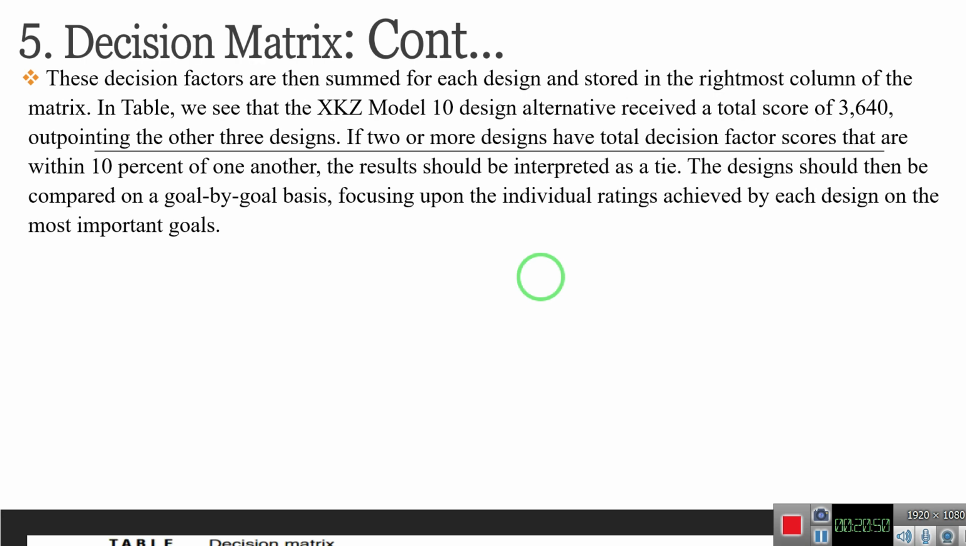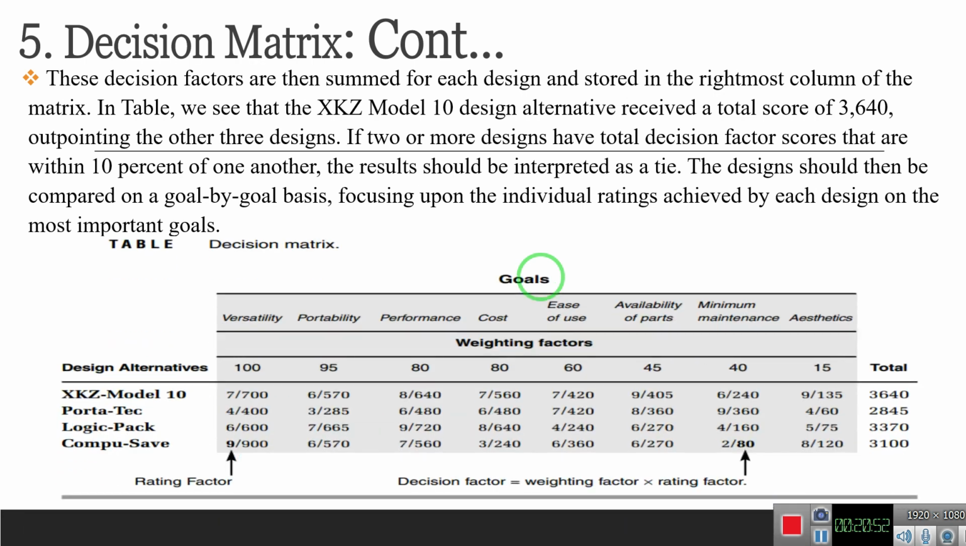See here. Now you can understand. Now the design alternatives of this XKZ model: 10 of them, with names like Port Tech, Logic Pack. Now what are the goals we have? Versatility, portability, performance, cost, ease of use, availability of parts, minimum maintenance, and aesthetics, which is the last one.